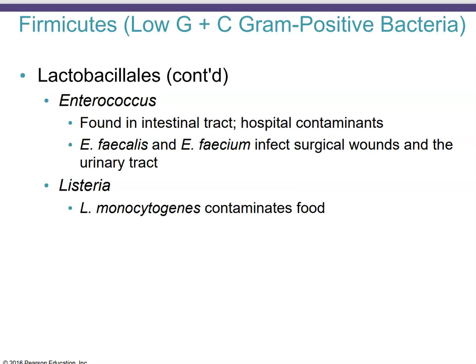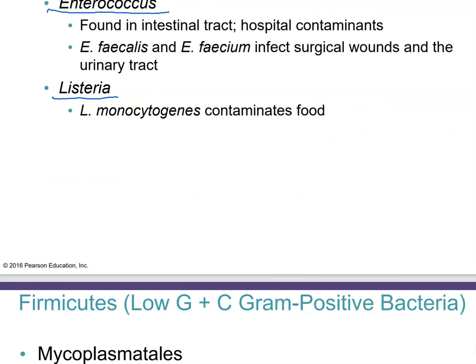We have Enterococcus. These would be found in the intestine, and there we have a common one that's found in the human intestine, as well as Enterococcus faecalis or Enterococcus faecium. They can cause problems by infecting wounds, and also they can be causing urinary tract infections, nosocomial infections. And here's another one that we will be talking about in a pathogen group. That's Listeria monocytogenes. This one can contaminate food and cause problems.